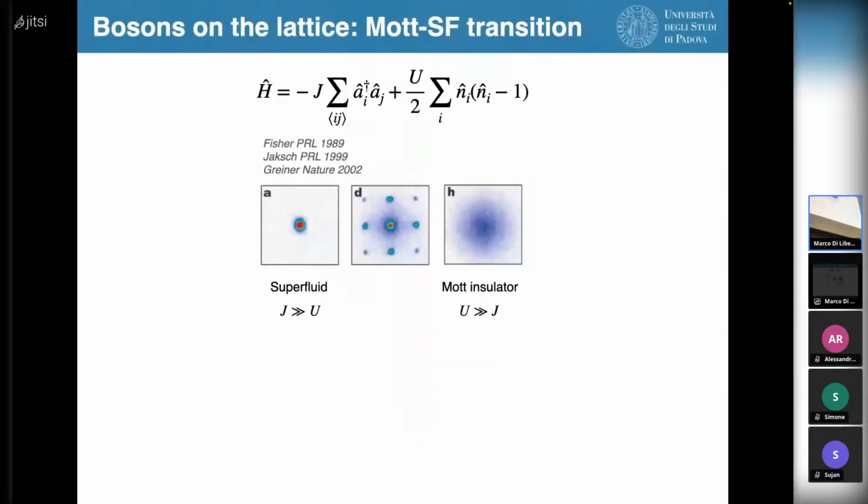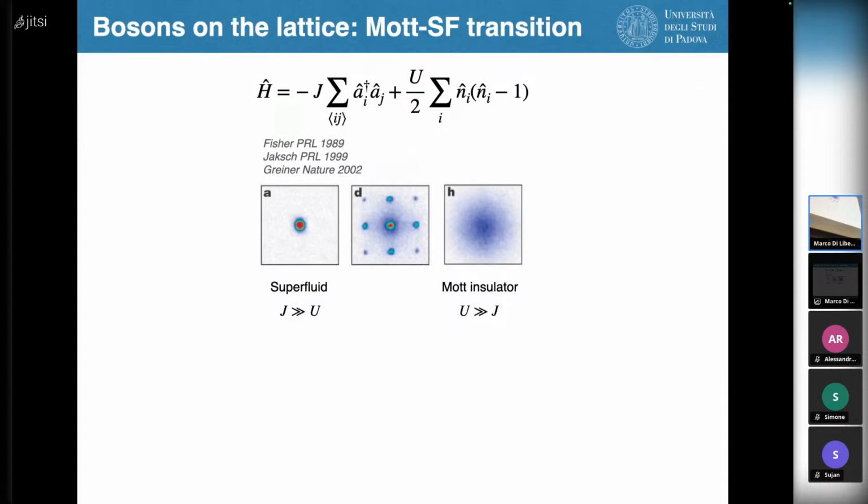But before that, let me give you the framework in which we will discuss this. So, bosons on a lattice. You have only hopping processes and local interactions. As we saw before, you have the possibility of observing two possible phases.